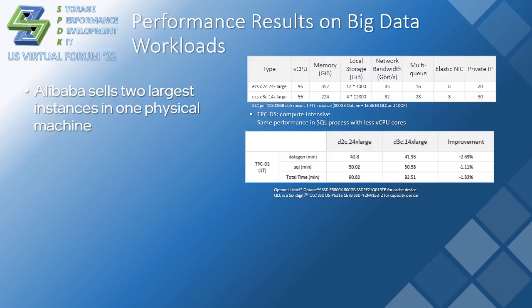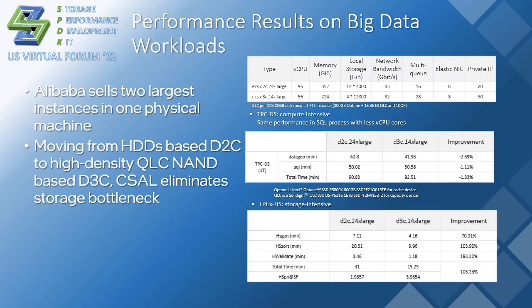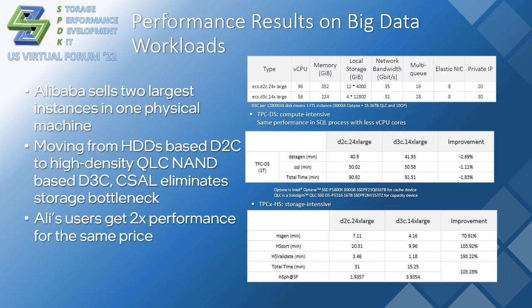But the real deal are the results from TPC-xHS, which is a storage-intensive big data system benchmark. Visible clearly are the gains from CSAL, with workloads gaining from 70% up to nearly tripling in performance, eliminating the storage bottleneck in the instance. In most cases, Alibaba's customers will gain double the performance in these storage workloads for the same price.